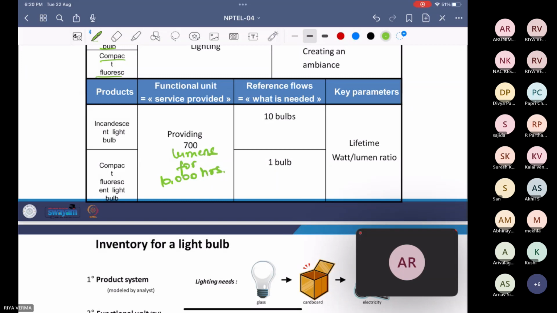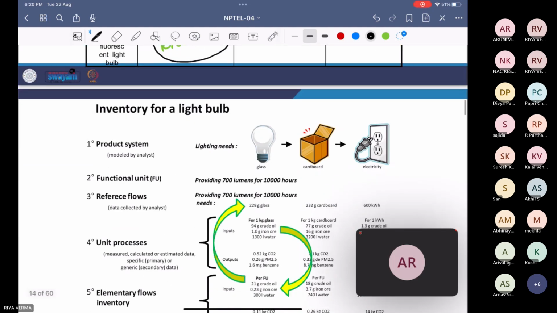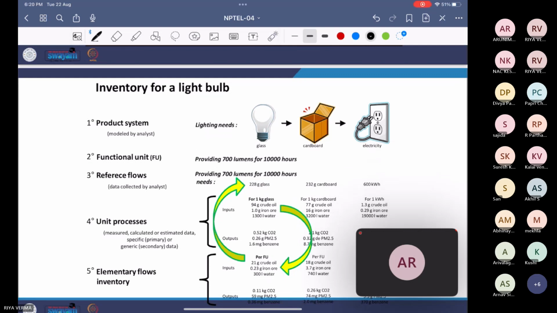So the reference flows: what is needed to achieve this functional unit. To provide 700 lumens for 10,000 hours, we need 10 incandescent light bulbs, and only one CFL bulb is sufficient to give such amount of light for that amount of time. So these are all the reference flows. Now coming towards the life cycle inventory. So this is the life cycle inventory for a light bulb.